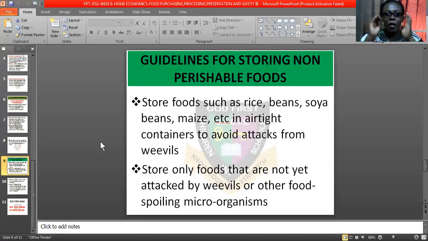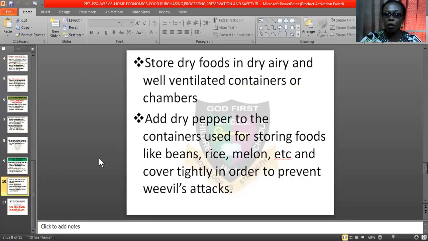Is that taken? So it's better when you buy them neat, you store them in an airtight container so that it will prevent the weevils from coming in in the first place. But if there's any weevil, even if it's one, that one will grow and be attacking the other ones. Is that clear? Okay.